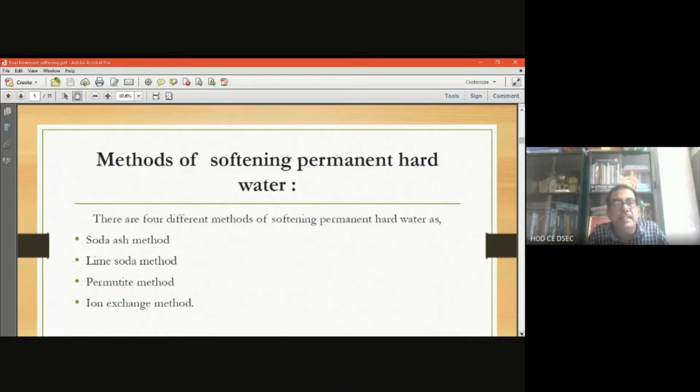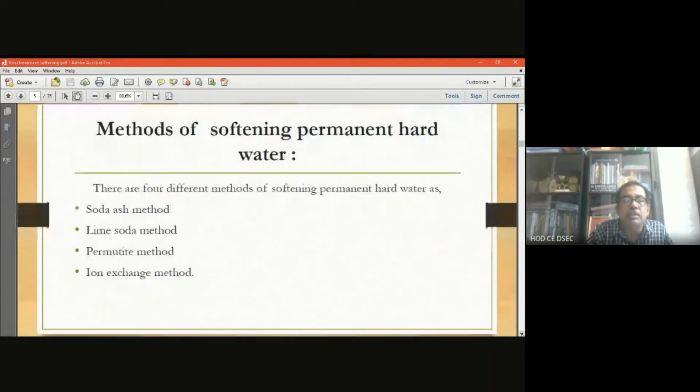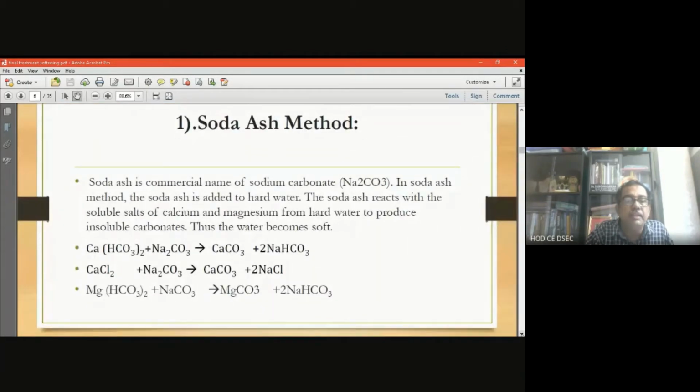For the permanent hardness, there are 4 different methods: the soda ash method and the lime soda method. These 2 classic methods are described in your syllabus. The other 2 methods are the permutit method and the ion exchange method. But here I will describe the soda ash method and the lime soda method, as per your syllabus, which are widely used in the removal of the permanent hardness of water, that is the ions present due to chloride, sulfate, nitrate, etc. Let us see the soda ash.